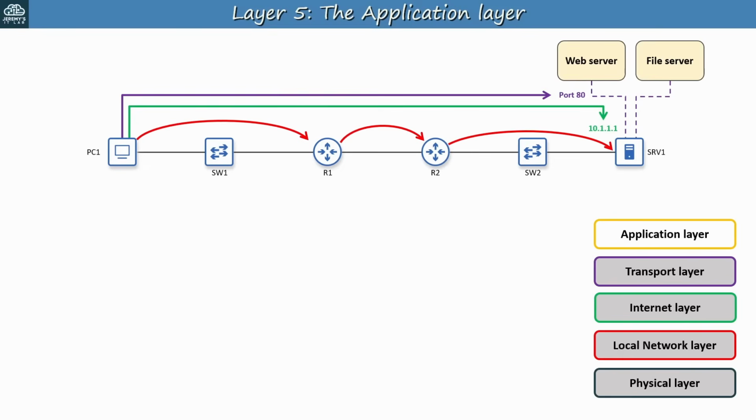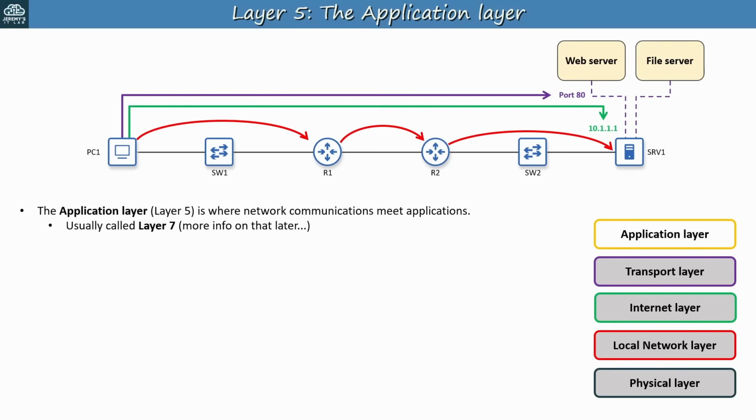Finally, we have Layer 5, the application layer. This is where network communications meet applications. Small side note, this layer is usually called Layer 7. I'll explain why later when we talk about another model, the OSI model.